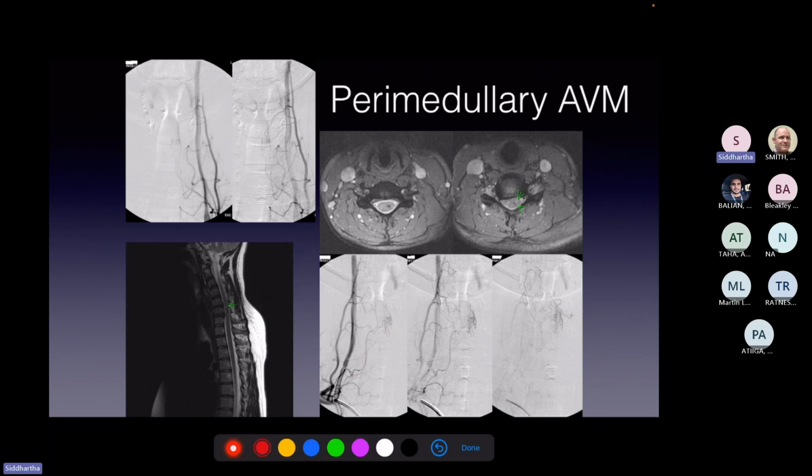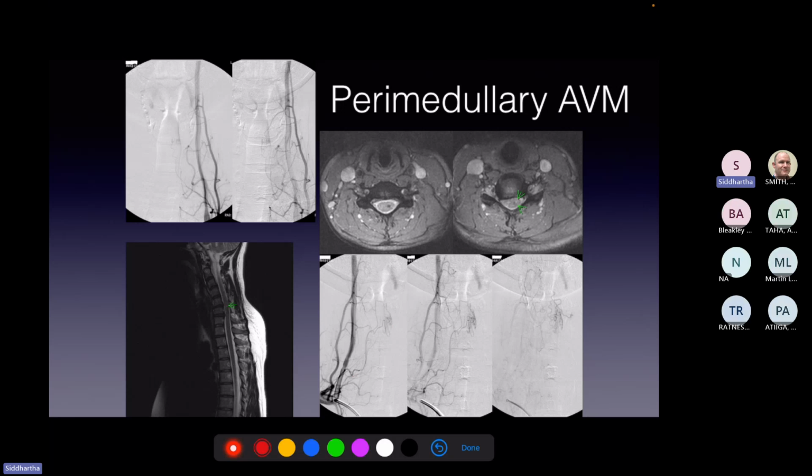So the difference between spinal cord AVM and spinal dural AVM is the age of presentation. Spinal cord AVM is in younger patients, while dural AVM is in the older patients. Spinal cord AVM has a shorter history, while the dural AVMs have a long progressive history.